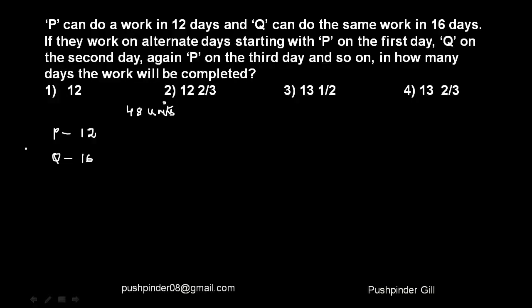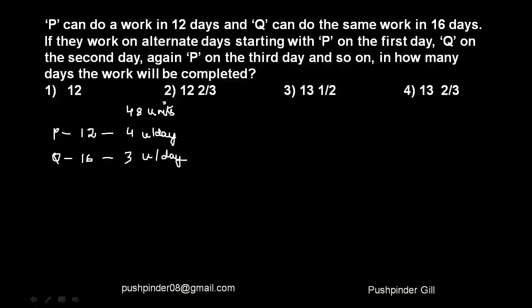Now P over here finishes the work in 12 days. That means he must be finishing 4 units every day, right? Similarly, Q here is able to finish the work in 16 days. To finish 48 units, he must be finishing 3 units every day. So I hope everyone is understanding what I'm trying to do here, right? So 4 units every day and 3 units every day.